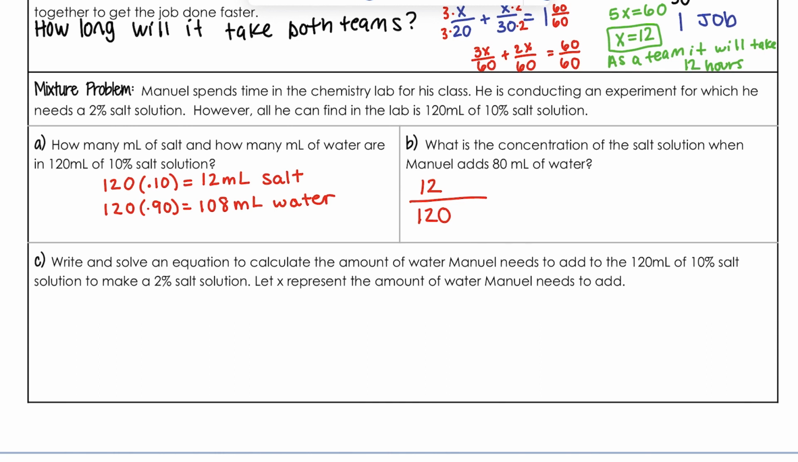But if he adds 80 additional milliliters of water, then we're adding 80 milliliters to the solution. But he's not adding any salt, so we don't add anything to the numerator. When we combine this, we get 12 over 200. This is equal to 0.06, so it's now a 6% concentration.